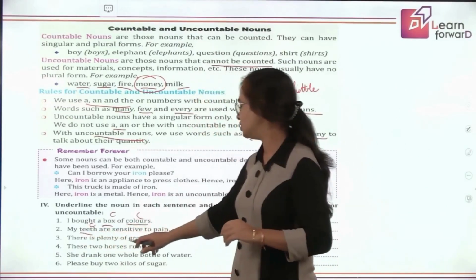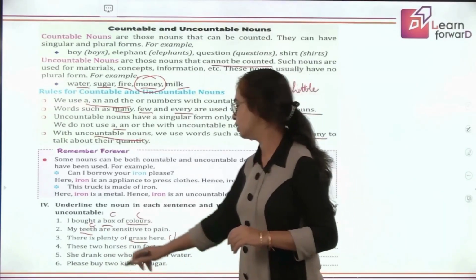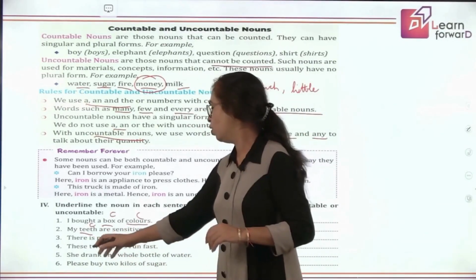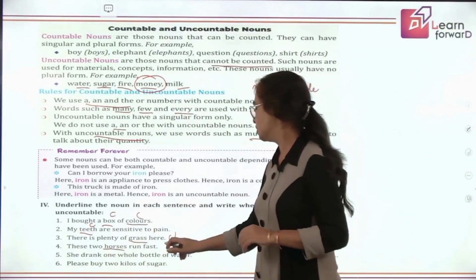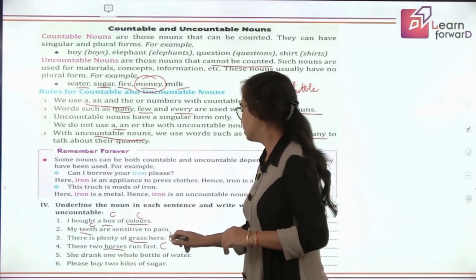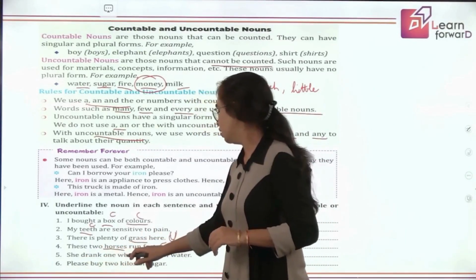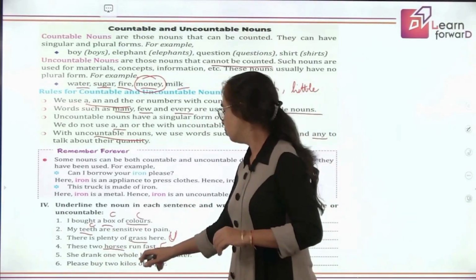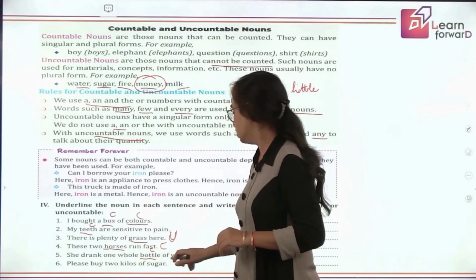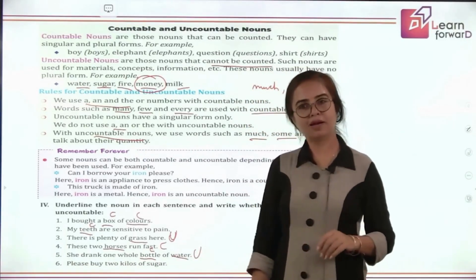There is a plenty of grass. It's uncountable. Very good. These two, we already said, are countable. So this is countable. This is uncountable, right? She drank one whole bottle of water. Yes, bottle is countable, but water is uncountable, right?